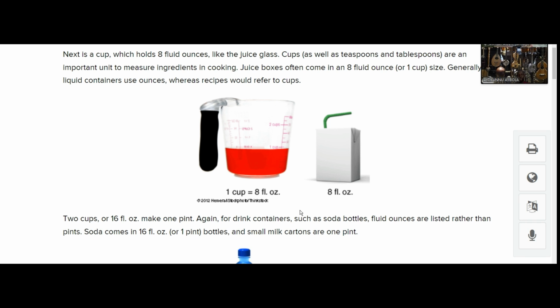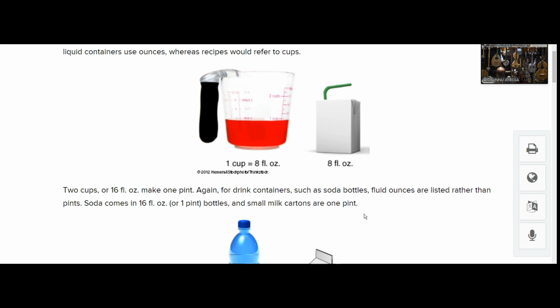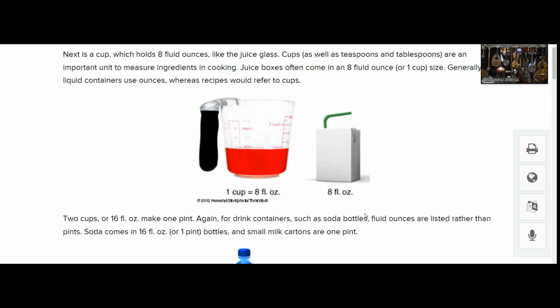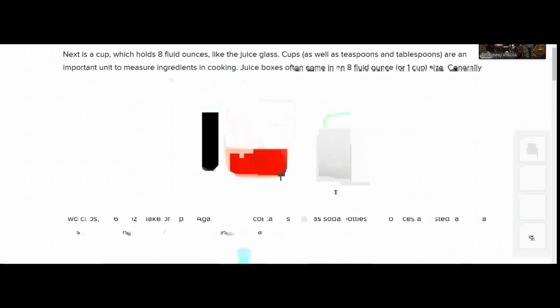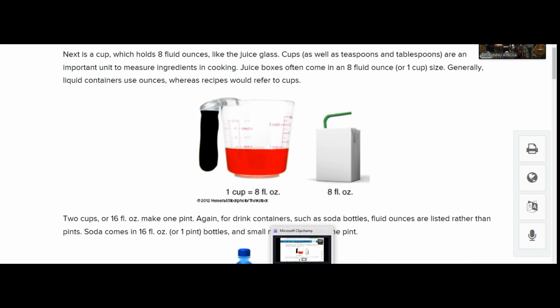Again, for drink containers such as soda bottles, fluid ounces are listed rather than pints. Soda comes in 16 fluid ounces, which is 1 pint bottle, and small milk cartons are 1 pint. So we should take note of all of these units, okay? Go through what is on the board. Just study them because you're going to need those values. Study them in a little bit. If you need to jot anything down, jot them down, okay?